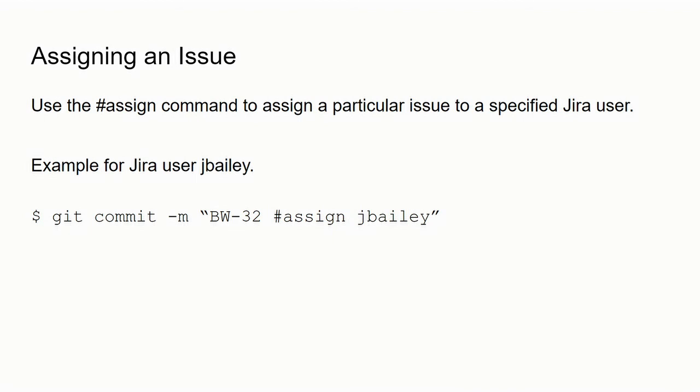Assigning an issue with your commit is also easy. To do this, we use the Jira key, pound assign symbol, and the Jira user. In this example, I assign my colleague Jay Bailey to issue BW-32.